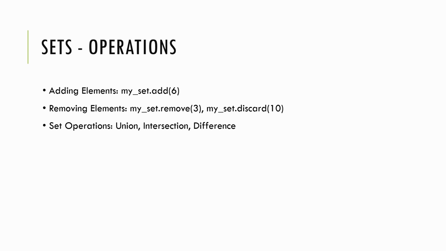With sets, you can add elements using the add method and remove them with remove or discard. You can also perform set operations like union, intersection, and difference. For example, to combine two sets, you can use the pipe operator like this: union = myset | anotherset.